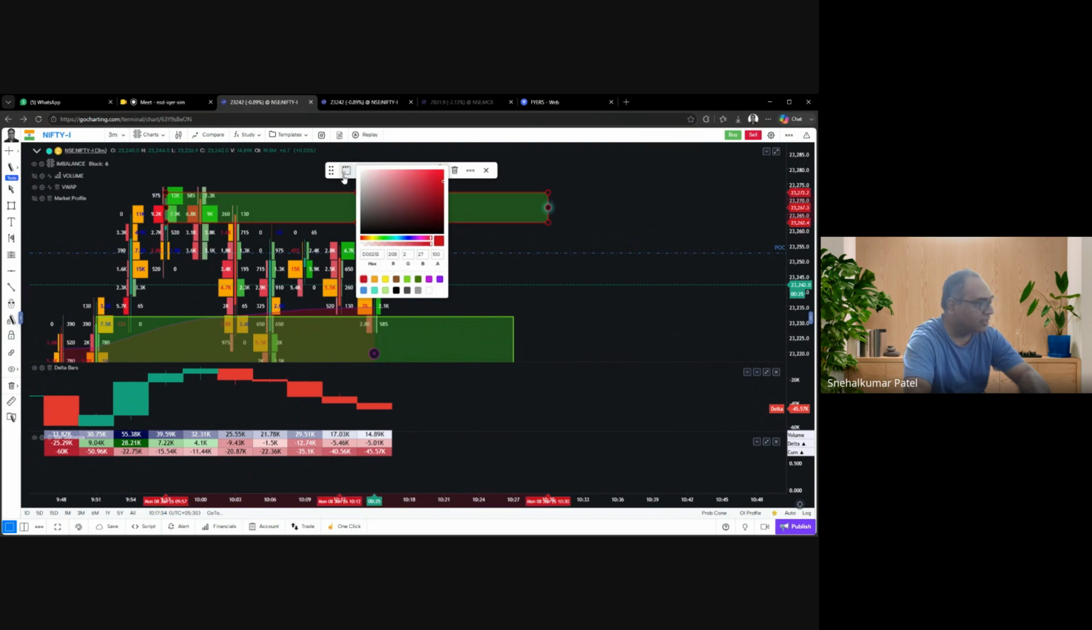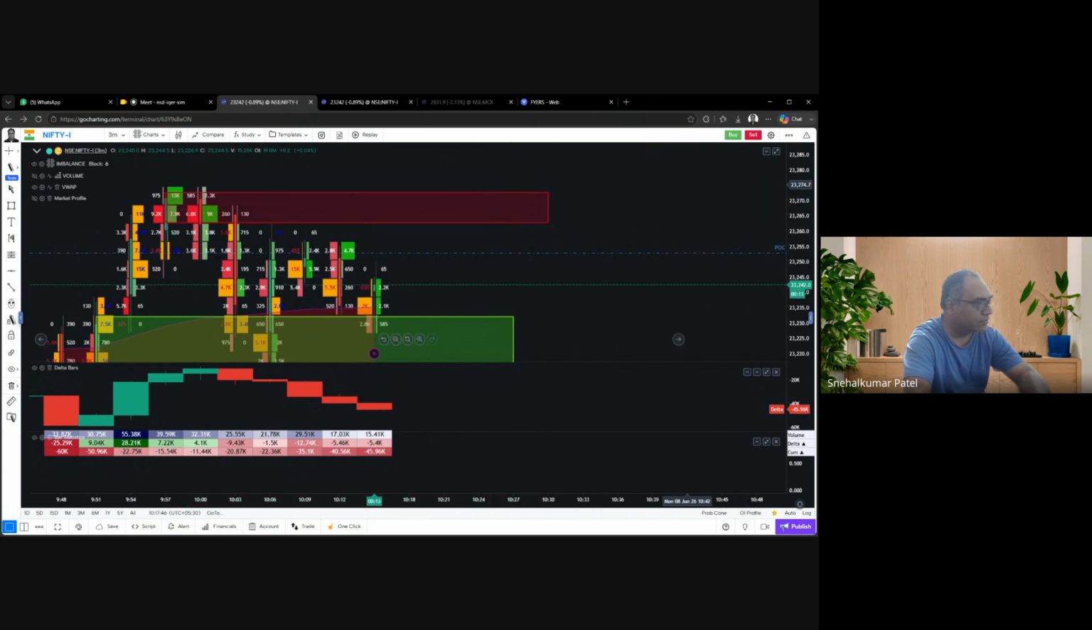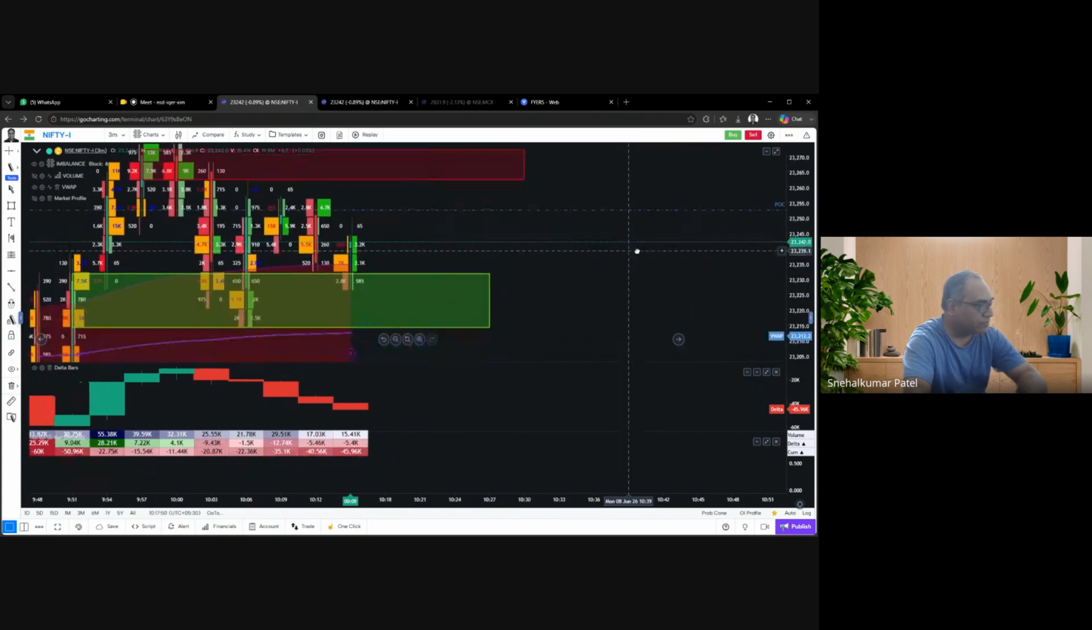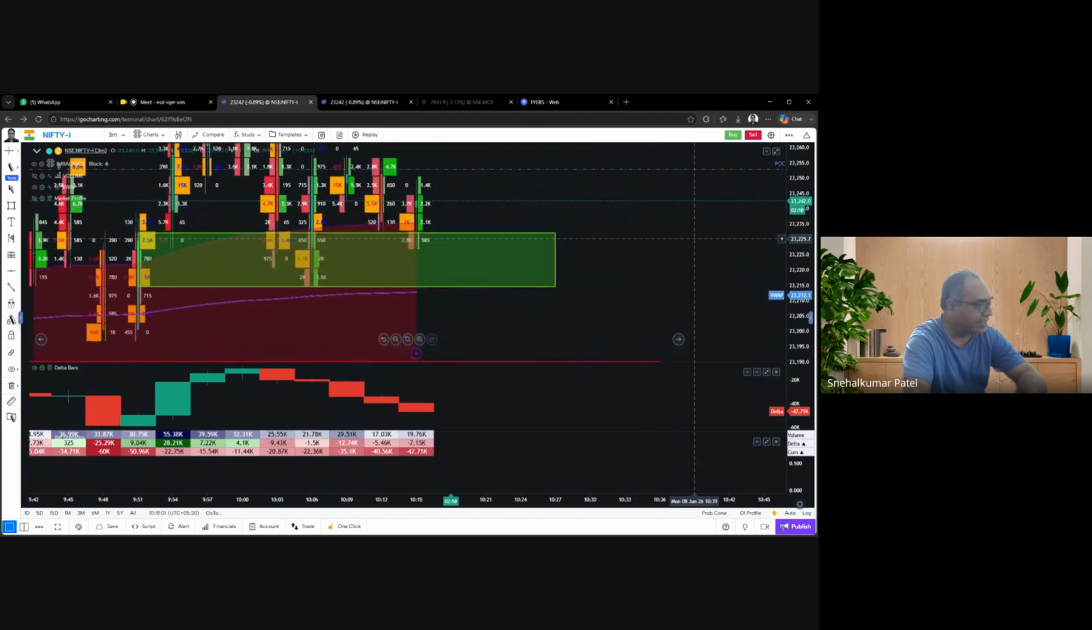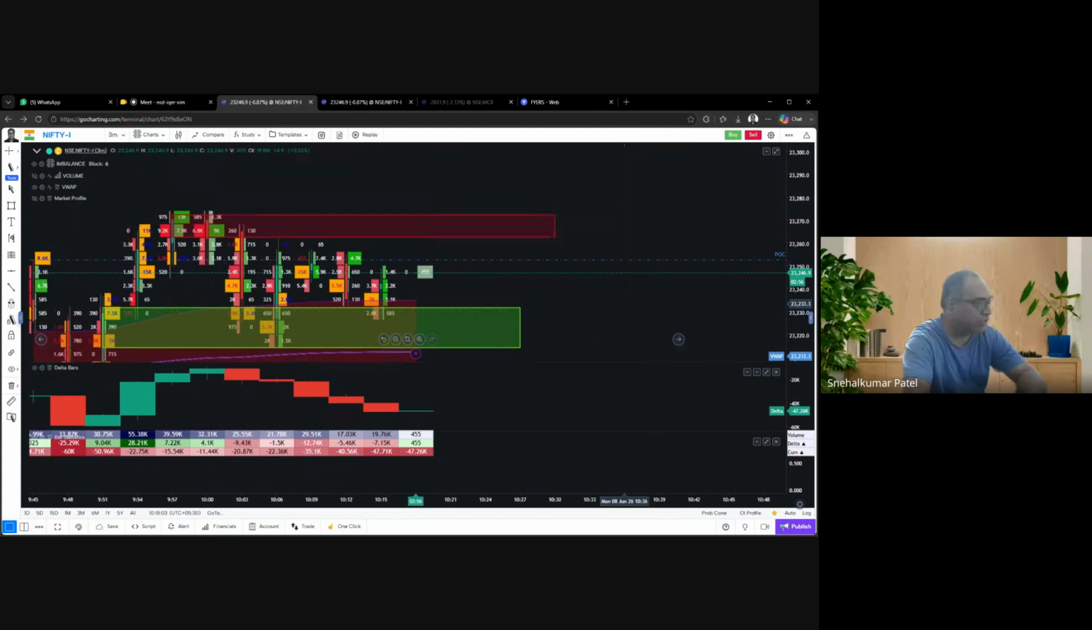This is a resistance, the next resistance after the 23,250 level. So until price breaks above this or below this, we shouldn't be taking any trade. We should be just waiting and watching what the price does.